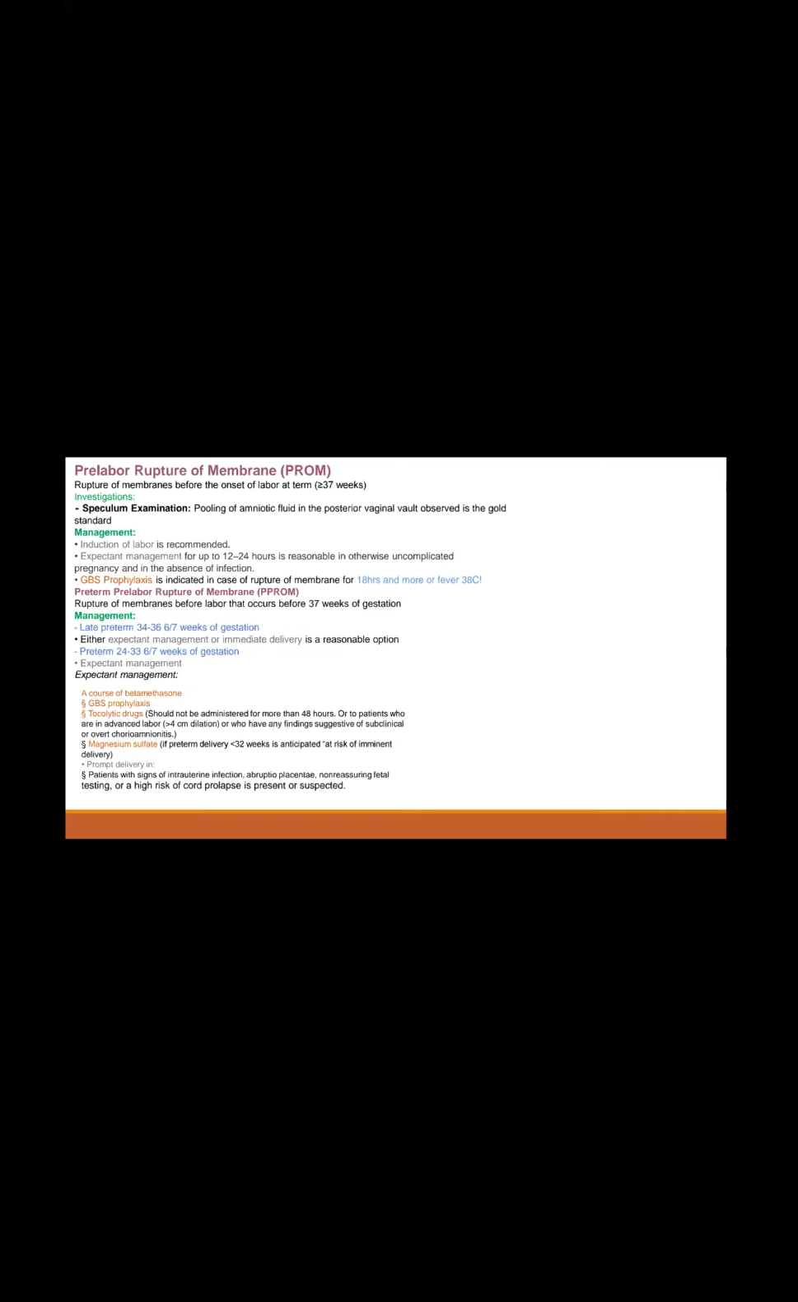So remember, my dear candidates, for premature rupture of membrane, we have to do a speculum examination. We have to do induction of labor if it is 12 to 24 hours with reasonable contraction, and if there is no infection, we have to do expectant management. If it is below 37 weeks, we have to see whether we can do immediate delivery or not, and give prophylaxis and tocolysis agents accordingly.